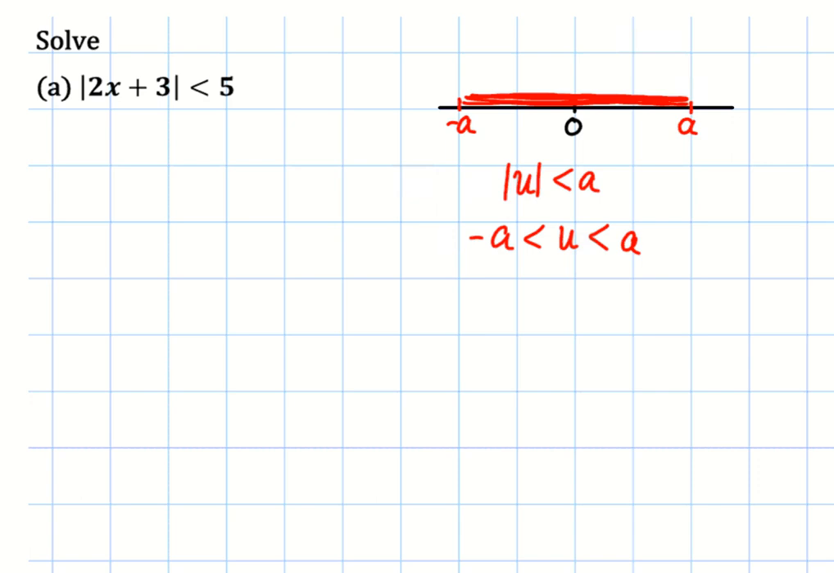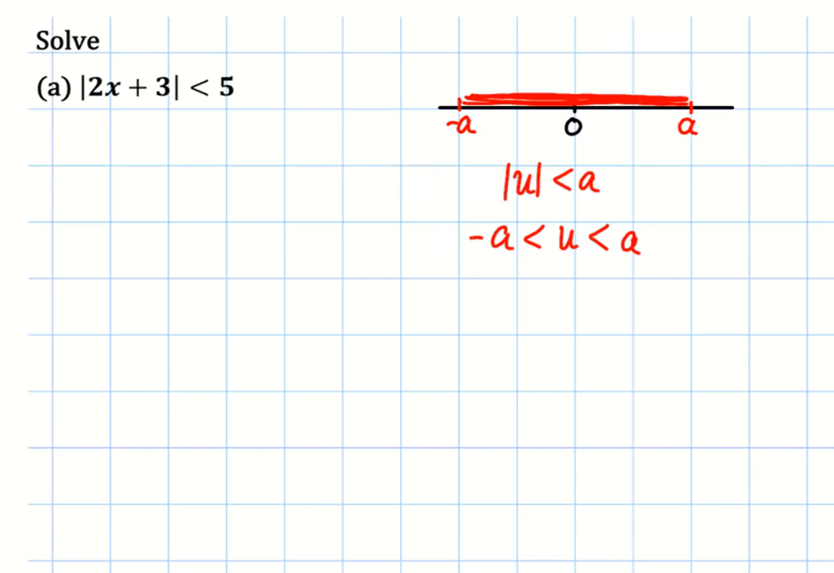Solve the absolute value of 2x plus 3 is less than 5. So let's go look at our diagram. The rule says that if I have the absolute value of u less than a, then we can rewrite it as negative a is less than u is less than a. And the distance would be shorter.